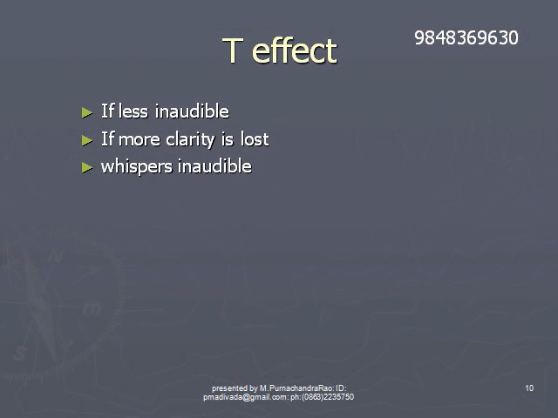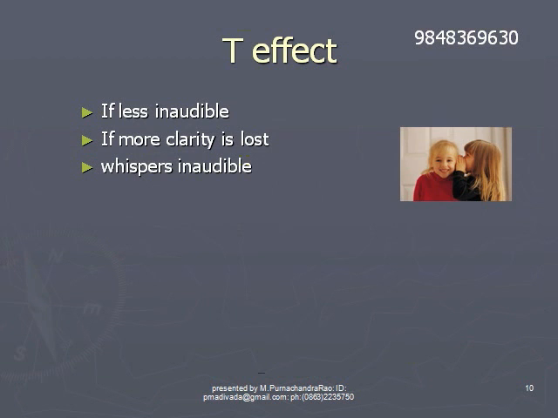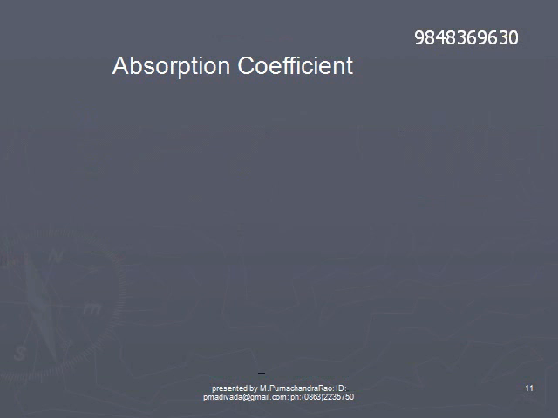When T is large, the reverberation time is large, and the reflected sound will not subside in a short duration. So it gets mixed with the newly produced sound and the clarity of the dialogue will be lost. The clarity will be lost if the time is more, and low intensity voices like whispers will be inaudible if T is very, very less.